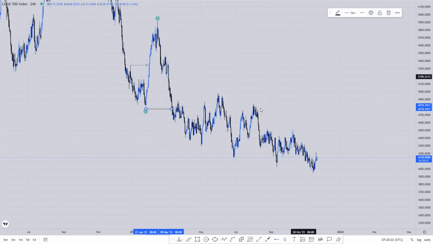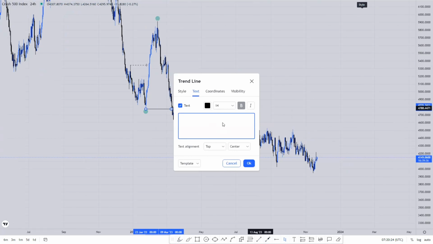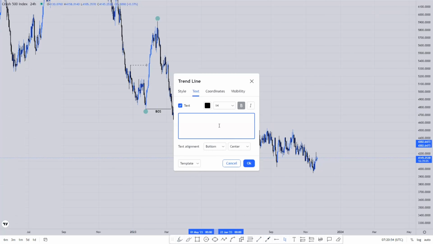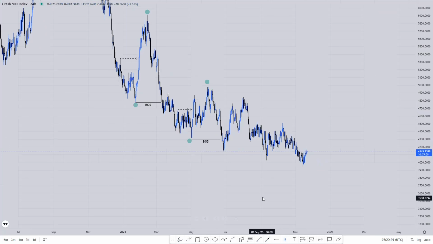So basically, we've been downtrending, or we've been in a bearish order flow on Crash 500. If you notice, we've been in a bearish order flow, right? So it kept on breaking structure, establishing new lower highs, new lower lows, like that. That's a break of structure as well. So that was a continuation of a bearish order flow.